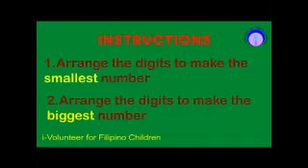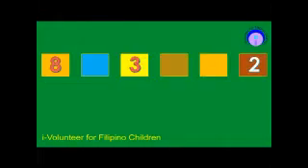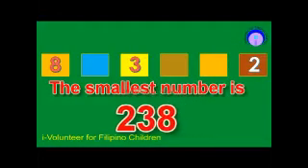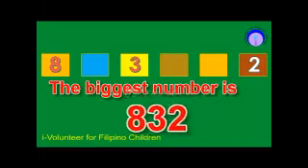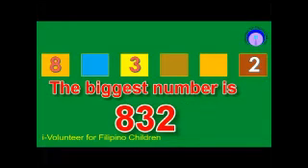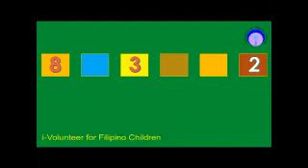First, you have to arrange the digits to find the smallest number that you can form. Number 2, arrange the digits in order to make the biggest number that you can form. For this example, the smallest number that you can form is 238, while the biggest number that you can form is 832. Now it's time for you to find out the smallest and the biggest number.